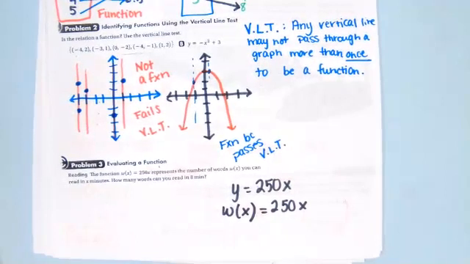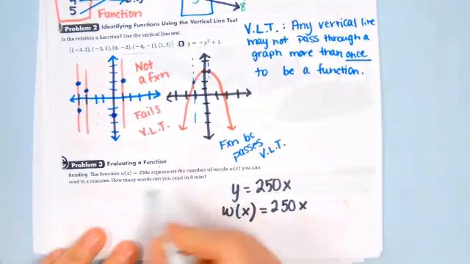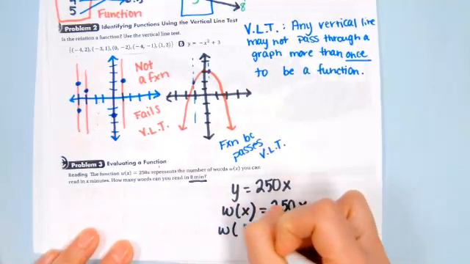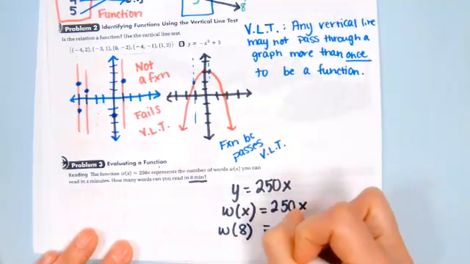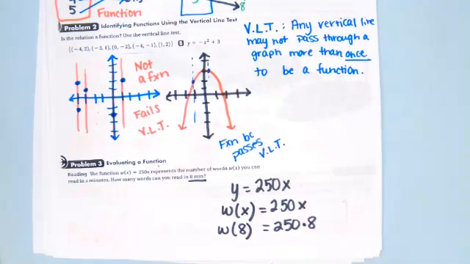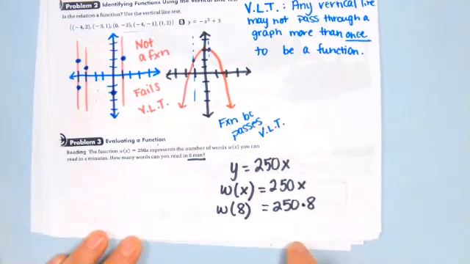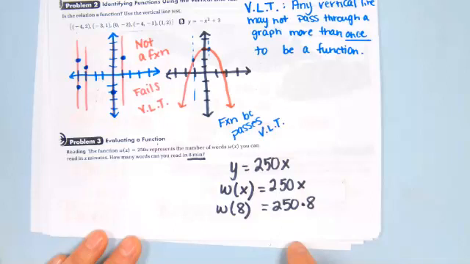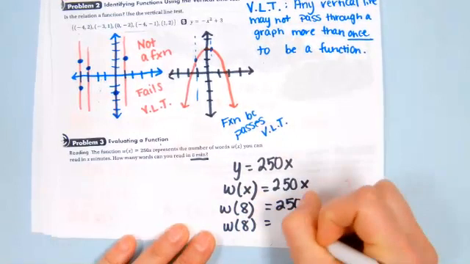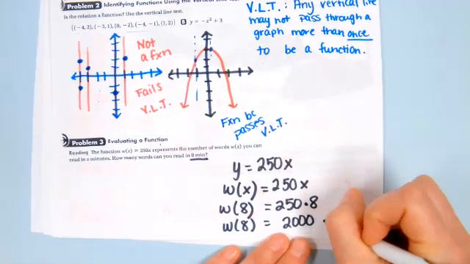And so how you write it is like this. It says, how many words can you read in 8 minutes? So they'll write w of 8, the function of 8, is equal to 250 times 8. You can do that in your head or using your calculator. What is 250 times 8? 2,000. So w of 8 equals 2,000 words.